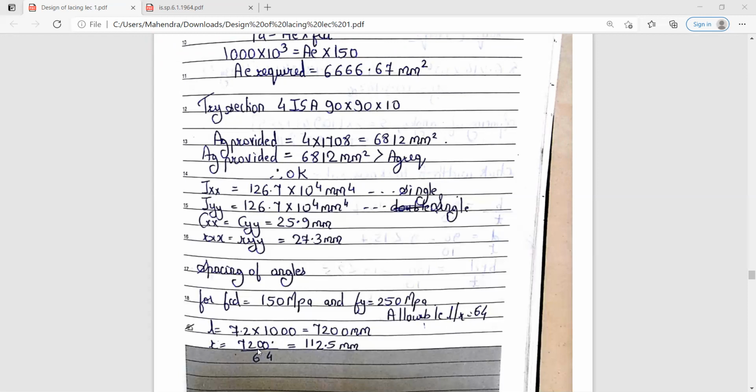From that you can calculate the value of R. So R will be equal to L by 64. Substitute the value of L. So you will get the value of R, that is 112.5 mm. So just calculate R, then we will proceed further.